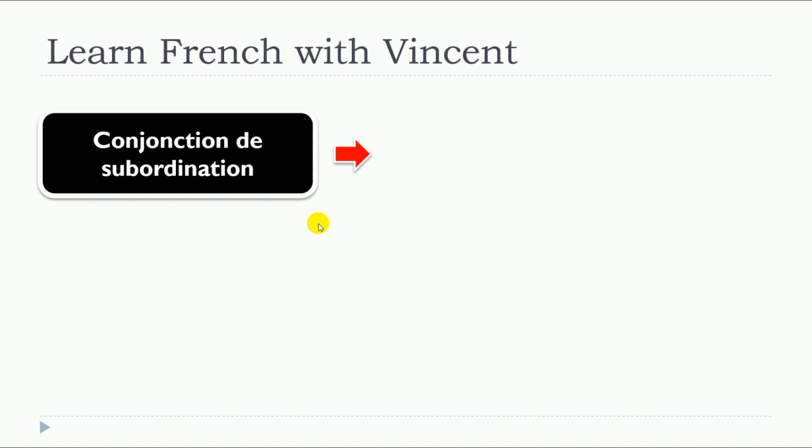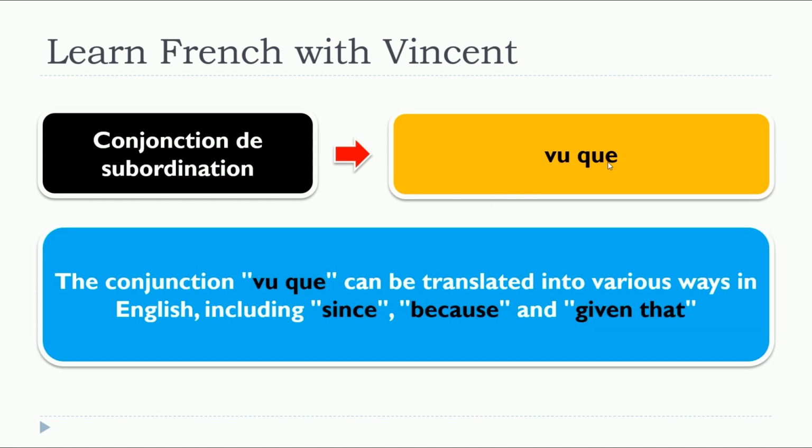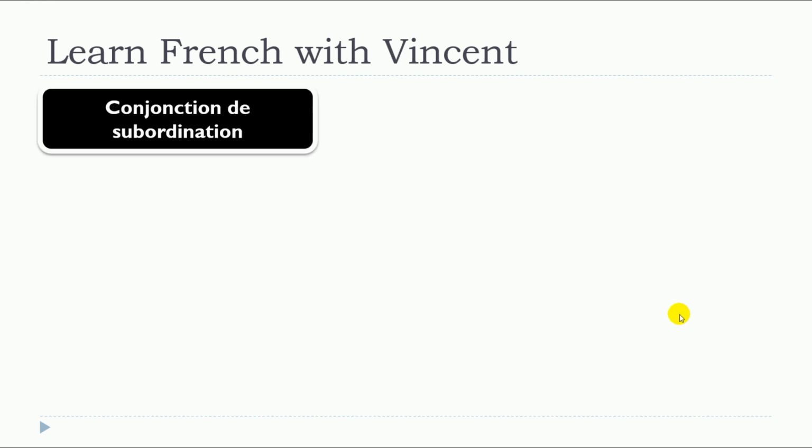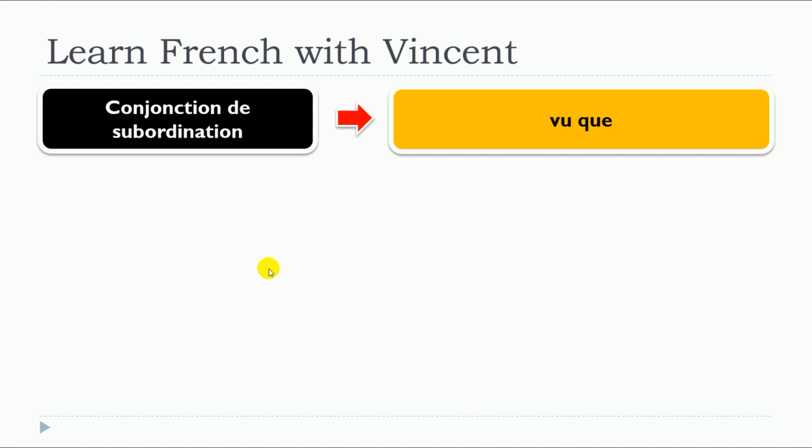So this lesson is about vu que, and the conjunction vu que can be translated into various ways in English, including since, because, and given that. So we will see some examples with vu que.